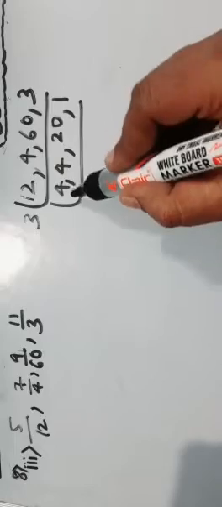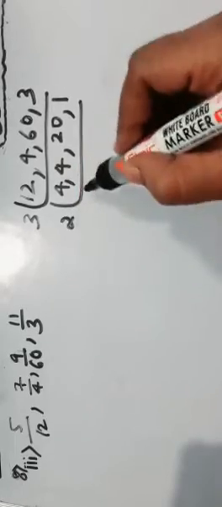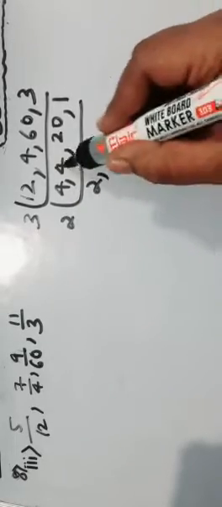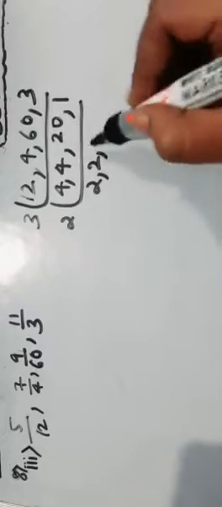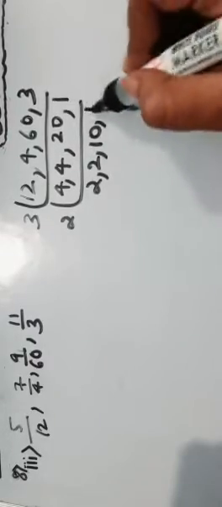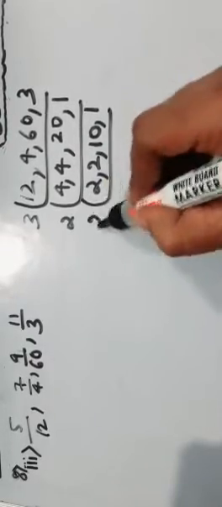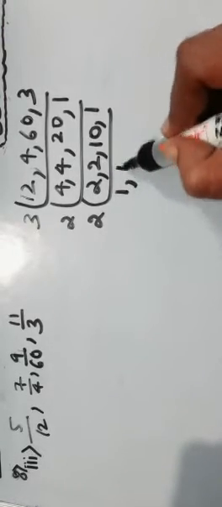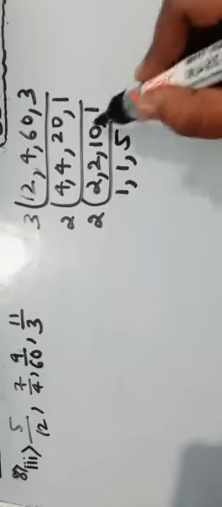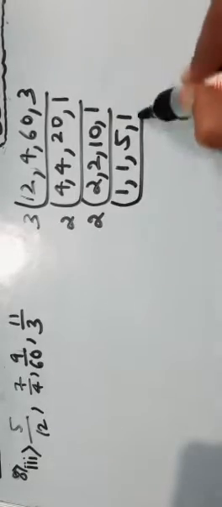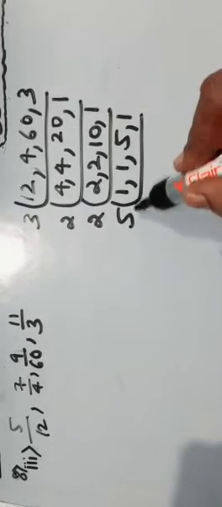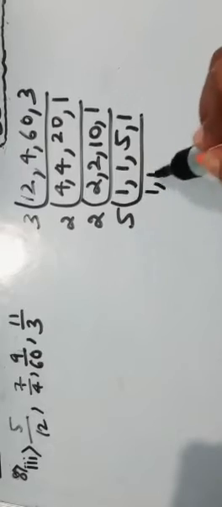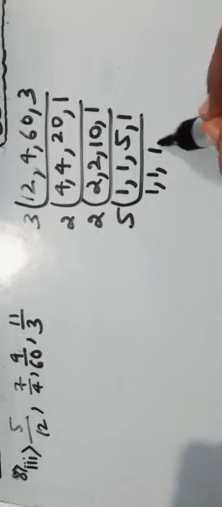Here the next common factor is 2. 2 twos are 4, 2 twos are 4 again, 2 tens are 20, 1 as it is. Let us divide with the common factor 2 again. 2 ones are 2, 2 ones are 2, 2 fives are 10, 1 as it is. The last prime factor is 5, 1 as it is, 5 ones are 5.